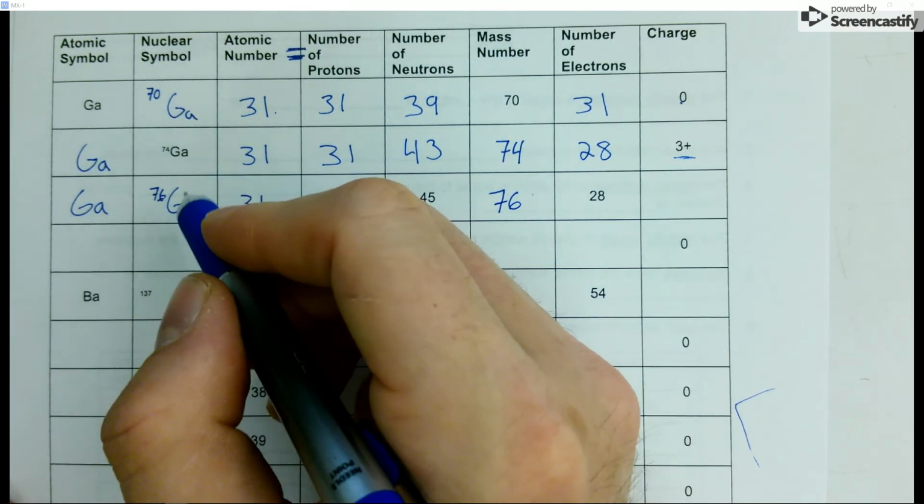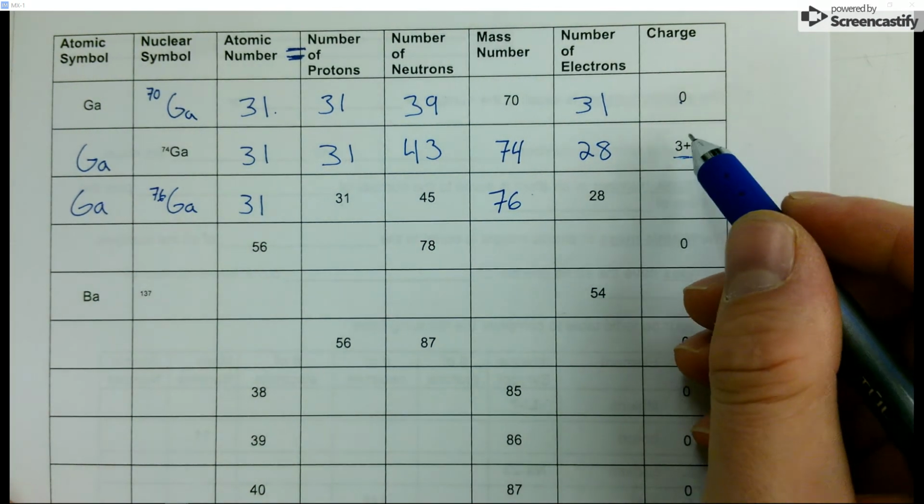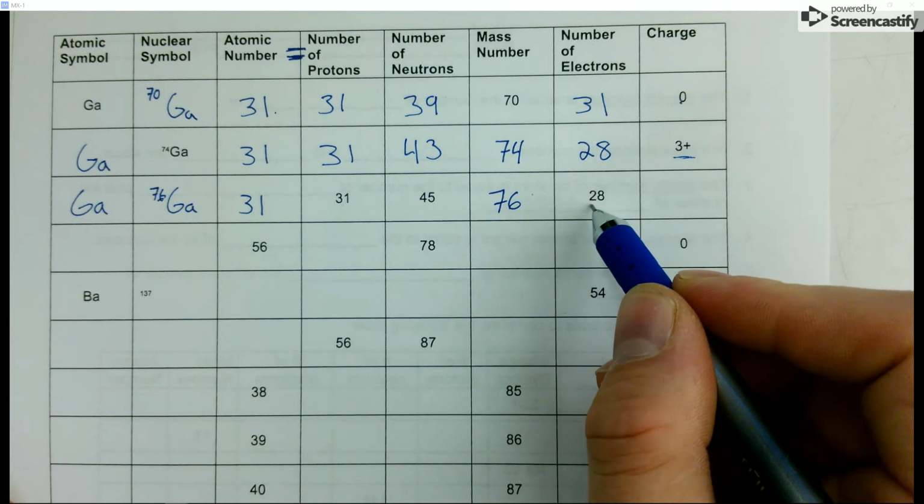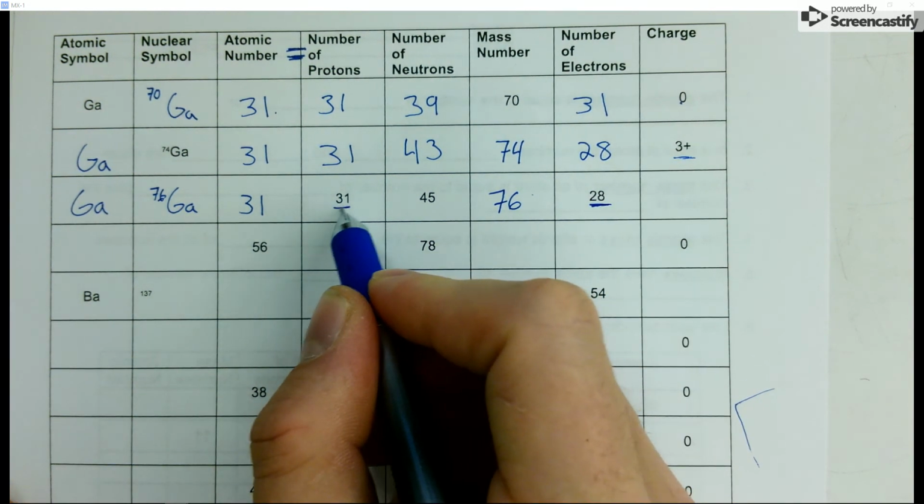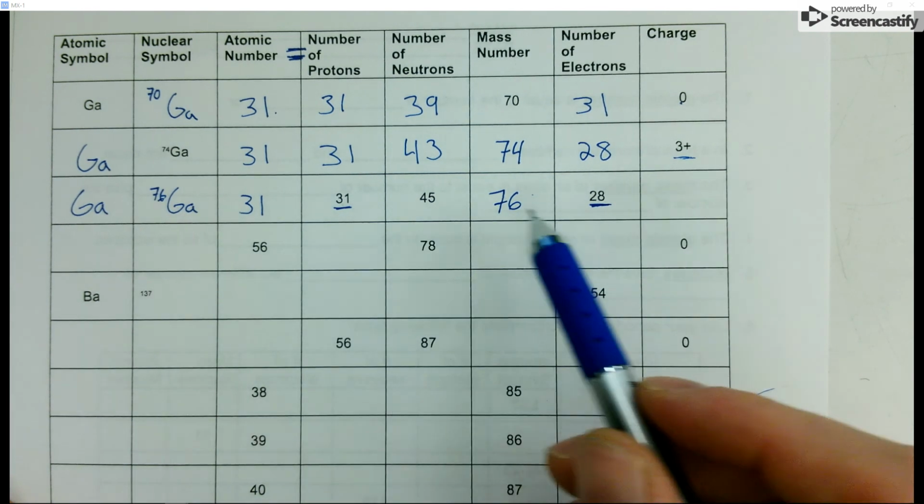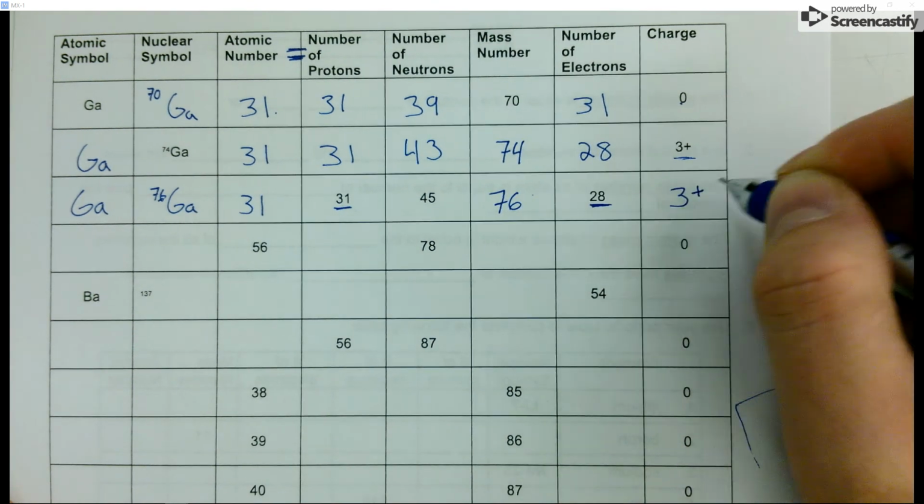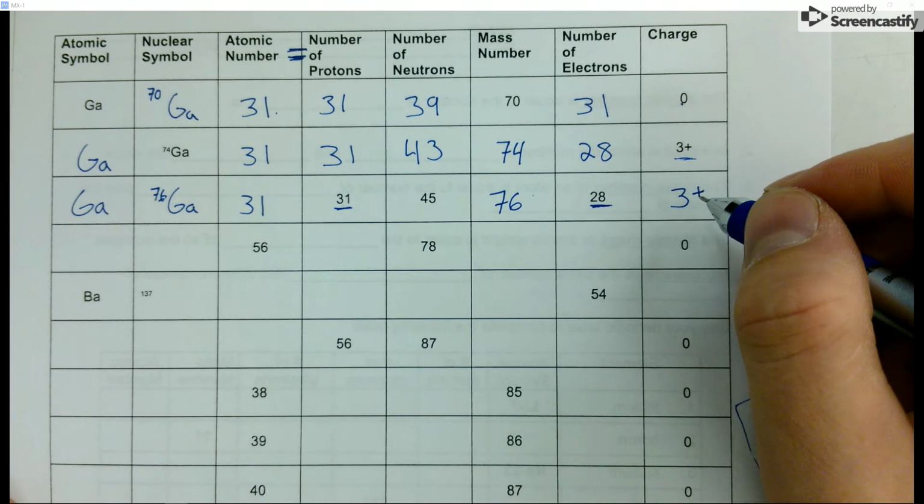So all 3 of these are gallium, but they're different versions of gallium. They're all different isotopes. And our last step is to find the charge. Now it gives us number of electrons, and it gives us number of protons. So we can do our little subtraction. 31 protons minus 28 electrons equals a positive 3. So our charge is still 3 plus.